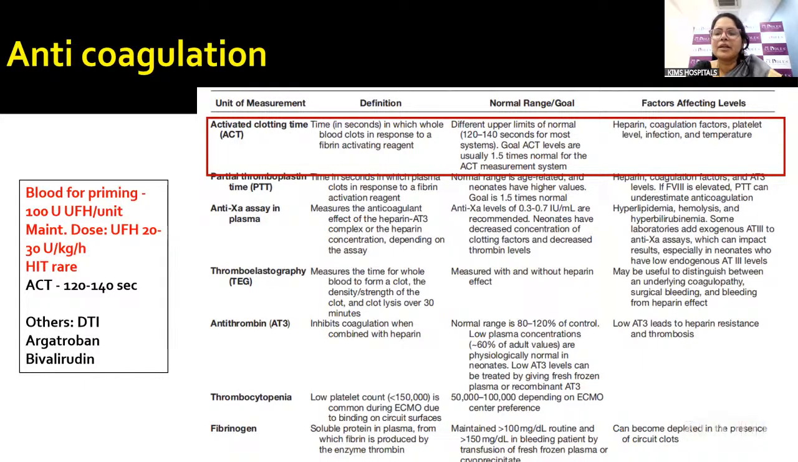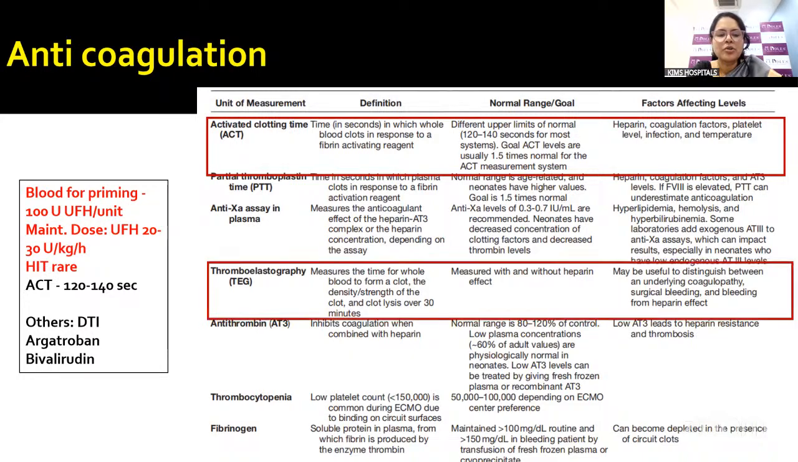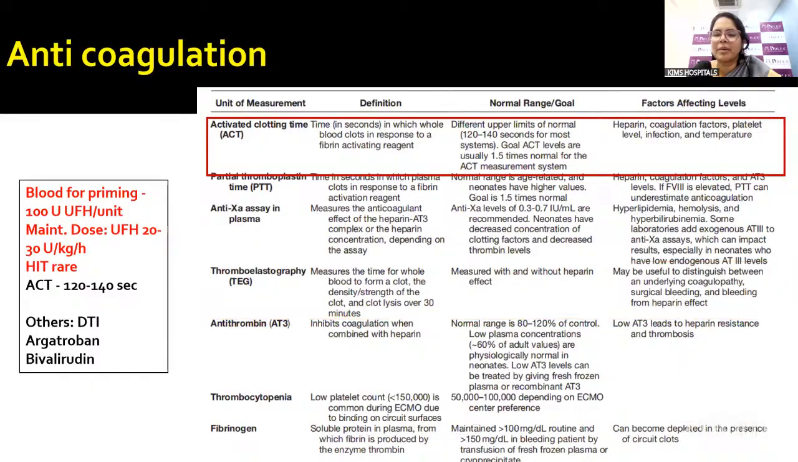This can be affected a lot by the baby's coagulation factor levels, heparin, as well as platelet levels, as well as infection concerns. So, thromboelastography or TEG is one of the other useful modalities which measures the time for whole blood to form a clot and also measures clot lysis over 30 minutes, and is useful for distinguishing between an underlying coagulopathy, surgical bleeding, or bleeding from heparin effect.